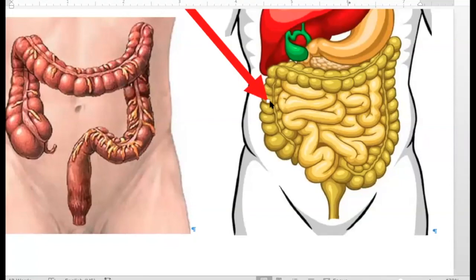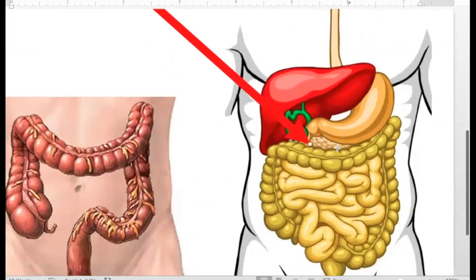And then number 17, I pointed to this structure underneath the stomach, right in here, and that is the pancreas. Pancreas. Very good.